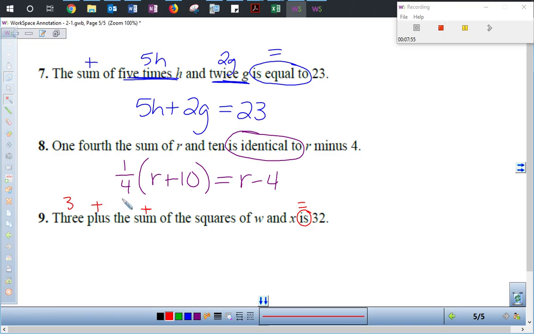So we're going to take 3 and add it to the quantity of the squares of W and X being added together. So that means I want the square of W, which is W squared, being added to the square of X, which is X squared. And that whole thing is going to be in parentheses. So we're going to start with 3 plus the quantity of W squared plus X squared is 32.